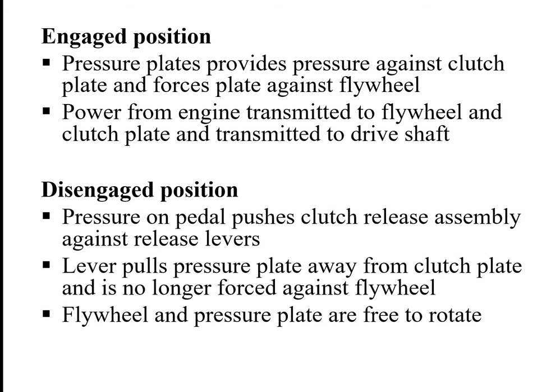Engaged position: the pressure plate provides pressure against the clutch plate and forces the plate against the flywheel. Power from the engine is transmitted to the flywheel and clutch plate, and then transmitted to the drive wheels. Disengaged position: pressure on the pedal pushes the clutch release assembly against the release levers, and the levers pull the pressure plate away from the clutch plate, which is no longer forced against the flywheel. Flywheel and pressure plates are free to rotate.